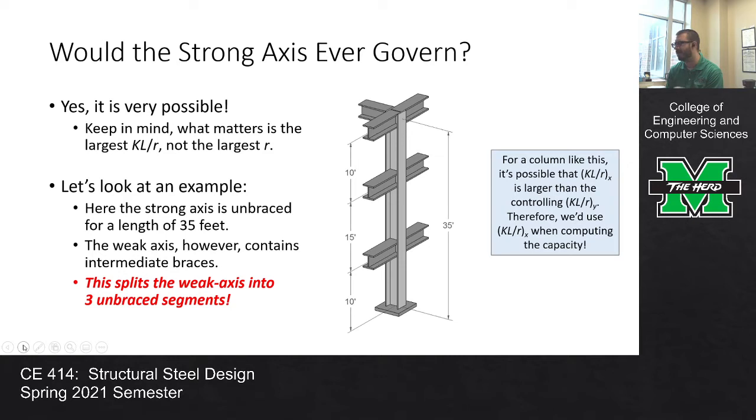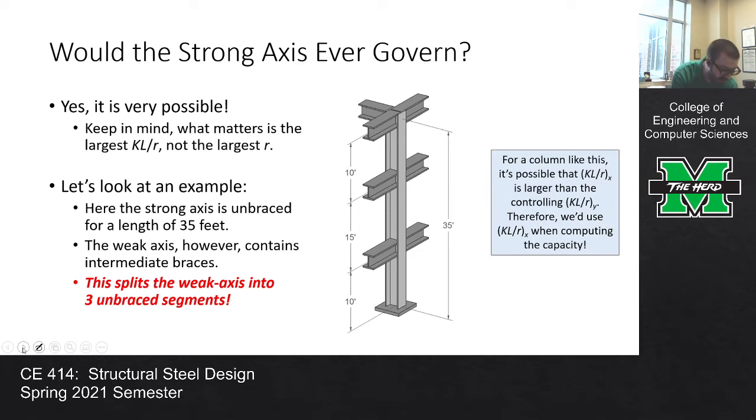See, if I look at this from an analysis perspective, I see a column that's about the X axis, about the strong axis, is 35 feet long. But about the weak axis, I have three unbraced segments. One of them is 10 foot long, one of them is 15 foot long, and the other is 10 foot long, okay? And each of them have not only different lengths, but they also probably have different K values, okay? So what that means is that it's possible for a column to have a larger KL over R about the X axis than it is about the Y axis.